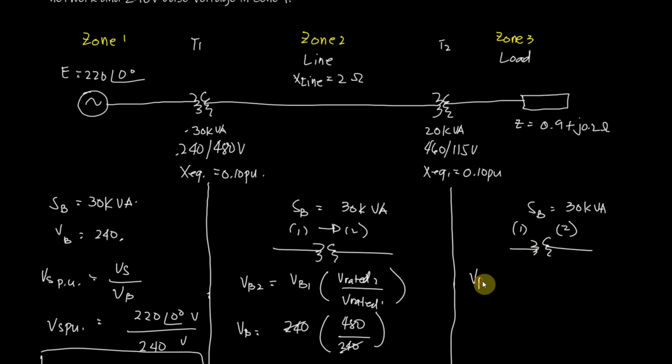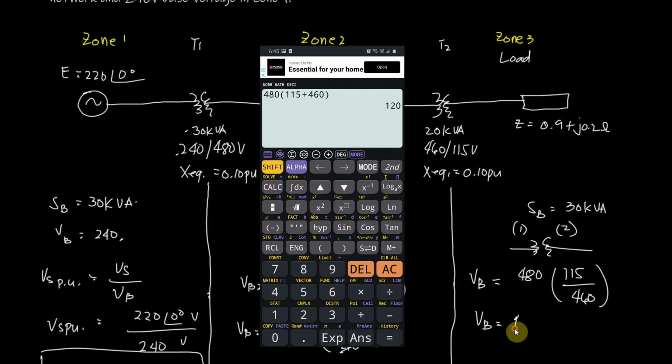So the base voltage in zone 3 is equal to base voltage 1, with respect to this diagram, which is the one in zone 2, so 480 volts times V rated 2, which is our 115, divided by V rated 1, which is 460. Okay? So the base voltage in zone 3 is equal to 120 volts.